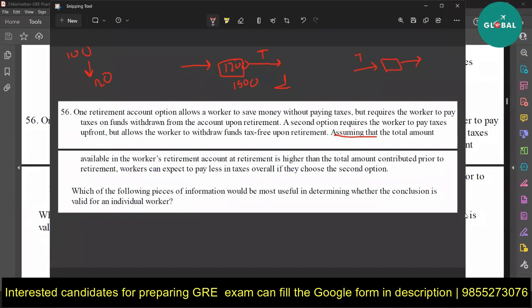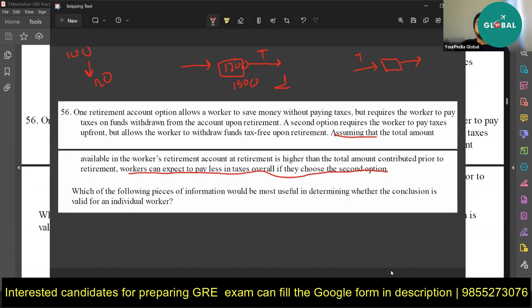Sir, the conclusion is the last line: workers can expect to pay less in taxes if they choose the second option. Yes, this is the conclusion. So you have to keep the conclusion in mind first of all. The conclusion is that the second option is better. Now go to the question.